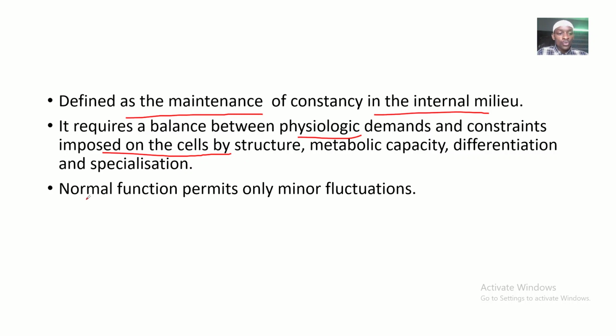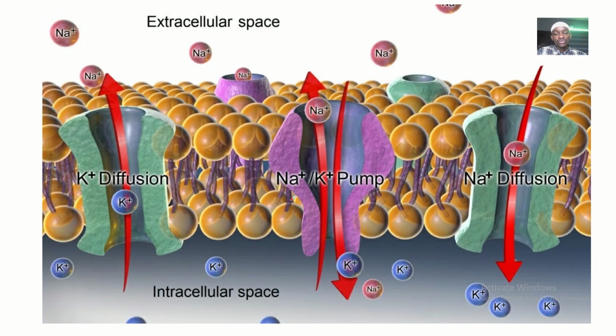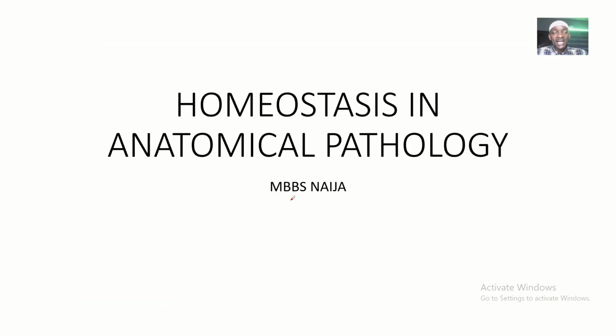All right. So normal functions permit only minor fluctuations. Okay. So basically, the homeostatic system is trying to annul all these changes, and try to maintain that stable environment that we need to survive. Right, guys, this is basically the concept of homeostasis as related to anatomical pathology. Okay, so that's 8, guys, and see you guys in the next one.